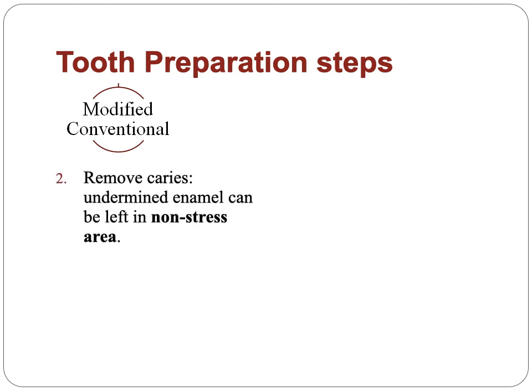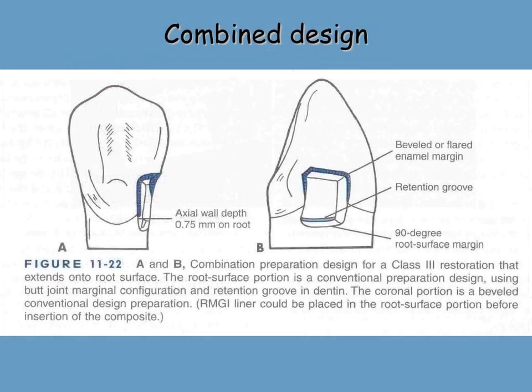After we make our outline, we should remove the caries as before. Undermined enamel, you can leave it in non-stress areas. Retention: it's usually a very simple design, so you might use some bevel or a flare, or you might not need any of them.